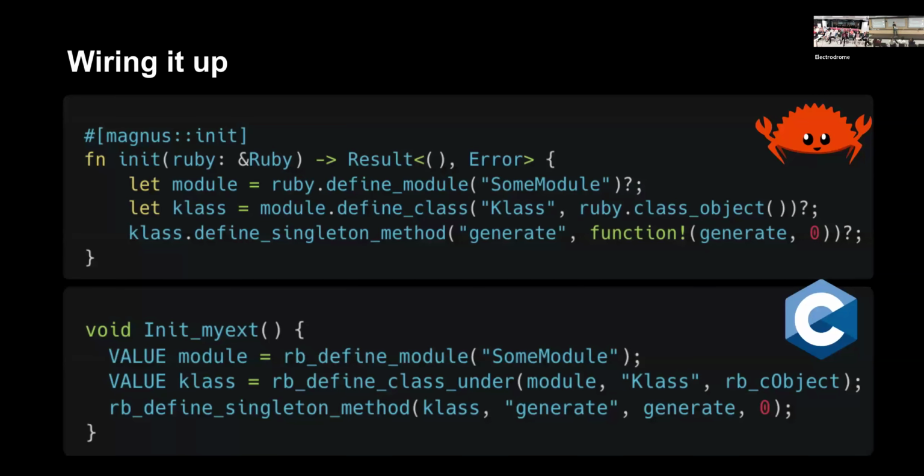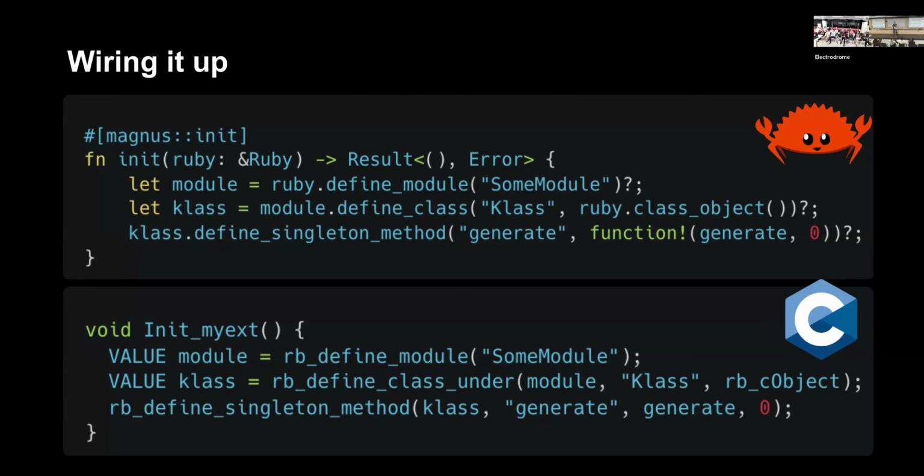So this is what the code to like wire everything up basically looks like. You've got C in the bottom there as an equivalent of the Rust code that I had to write up the top. And they look very similar to the extent of they're essentially the same, like they're basically the same number of lines. But Magnus is providing us a lot here.